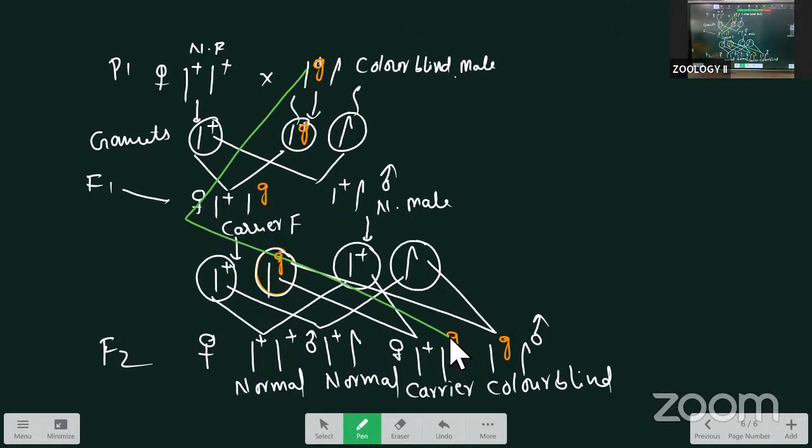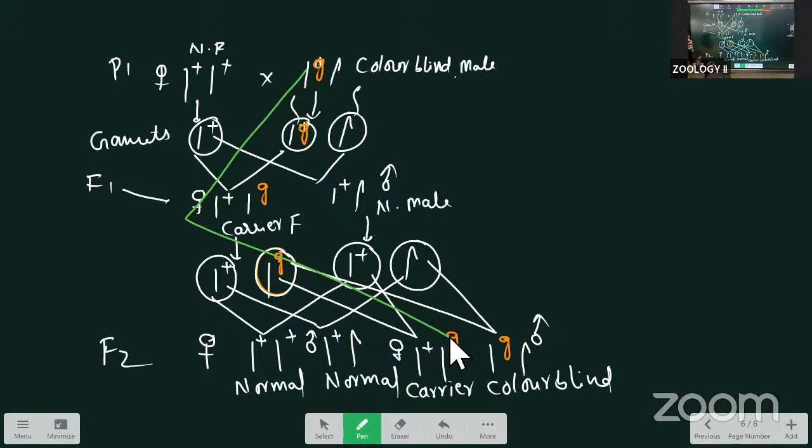I put the arrow mark. Here in the P1 generation, the grandfather is having it. In the F1 generation, nobody is affected, just the females are carriers, males are normal. But in the F2 generation, again it is visible. That's why one generation is skipped. That's why this is called a skipped generation. It is also called a crisscross inheritance.